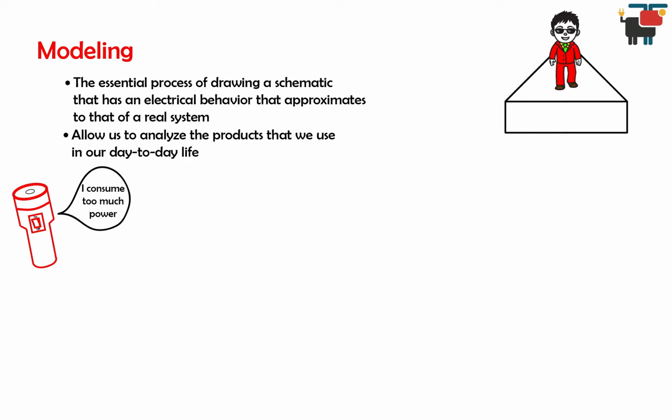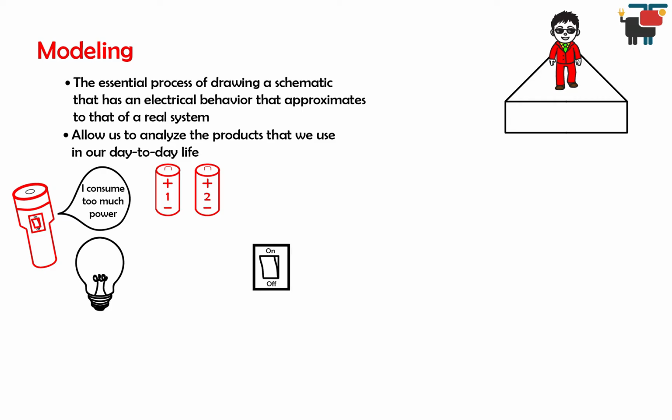Modeling each component of the flashlight will give us a circuit schematic that we can analyze and improve. There are 4 components on a simple flashlight: 2 batteries, a light bulb, a switch, and pieces of metal that connect all of the components together. We've already modeled the battery as an ideal voltage source and the light bulb as a resistor. We also looked at switches and how they are used to open and close circuit loops.